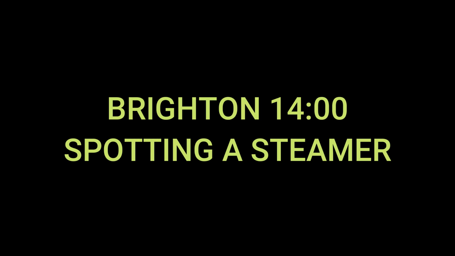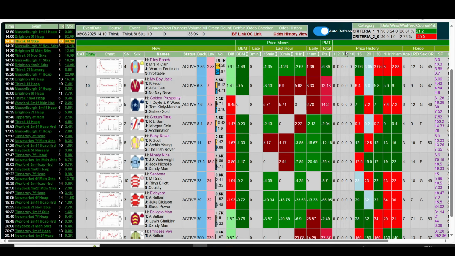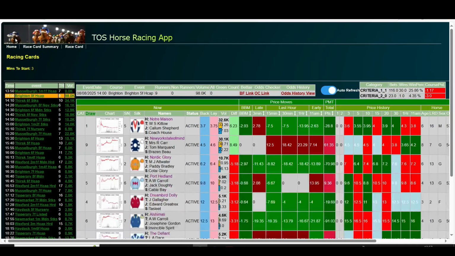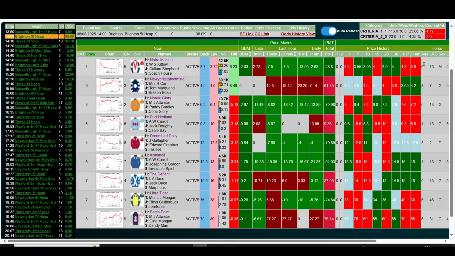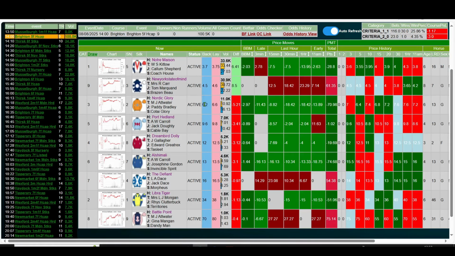Now we're coming up 3 minutes to Brighton, so I'm going to go straight to the race card and see what's happening here. We've got a 5 furlong sprint, 9 runners, and I like to come along here and look at the 11 AM prices. We'll know which zones we're going to be betting here once we reach the 1 minute stage. And we can see there's a fair amount of green here. There's a well-supported horse, Nordic Glory's coming a point.